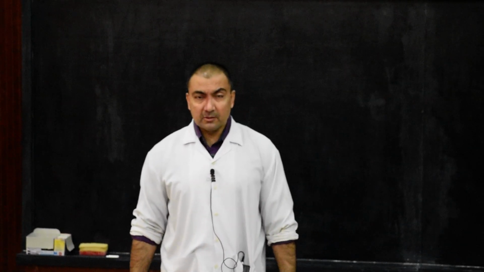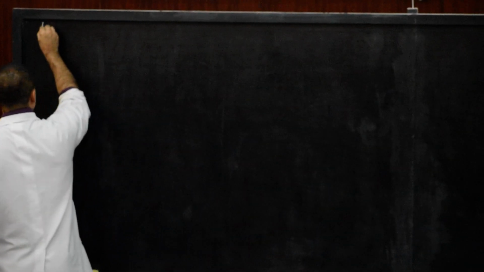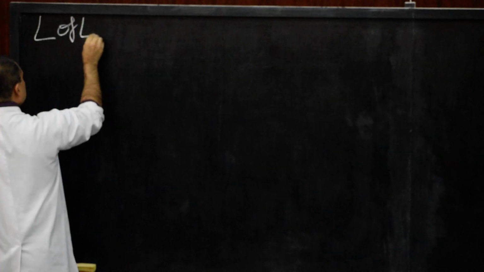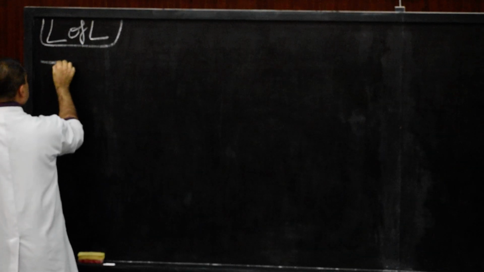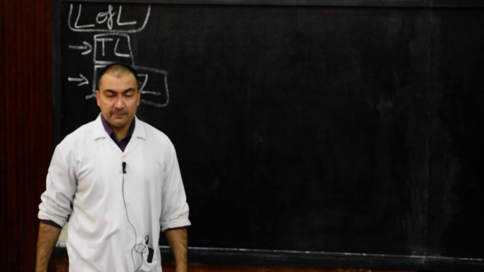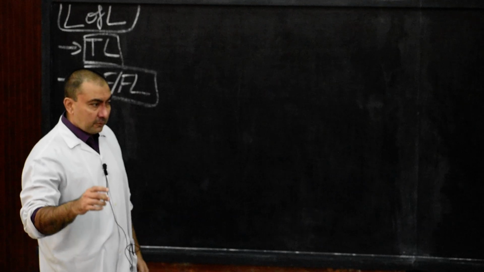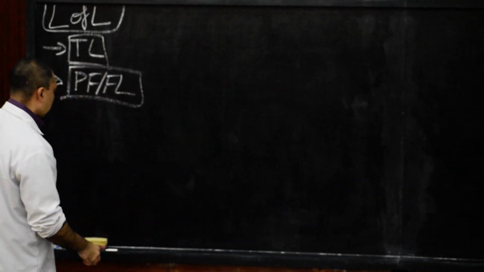Good morning, students. Here we start with the gross anatomy lecture of the ligaments of liver. A very important topic, ligaments of liver. We divide the ligaments into two parts, the true ligaments and the peritoneal folds, or they are called the false ligaments. So which are the false ligaments or peritoneal folds?